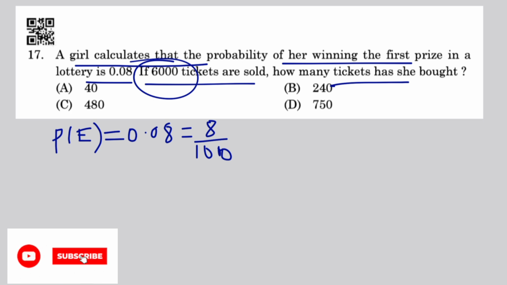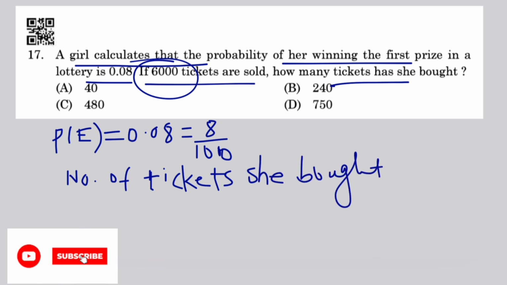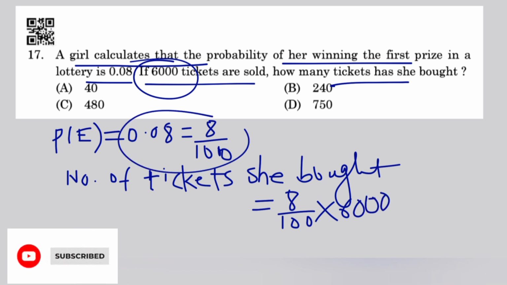So we will write the number of tickets she bought will be 8 upon 100 multiplied by 6,000, simply because this is the probability which is related with the 6,000. So total tickets are 6,000. So we have to find out the number of tickets which are bought by the girl. So I will write here.